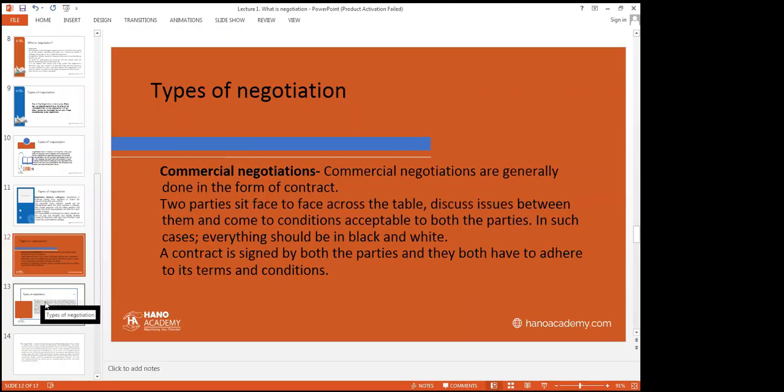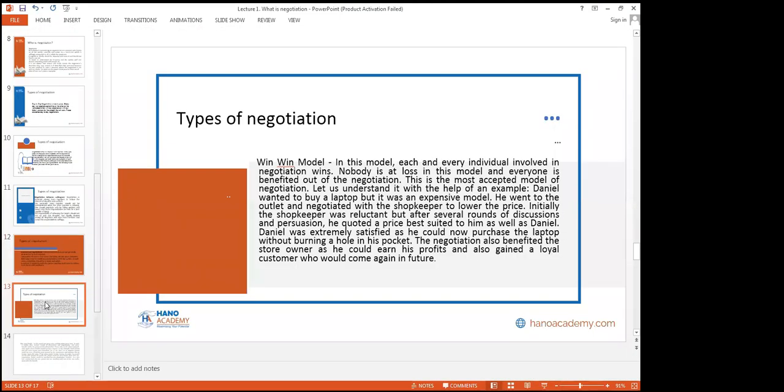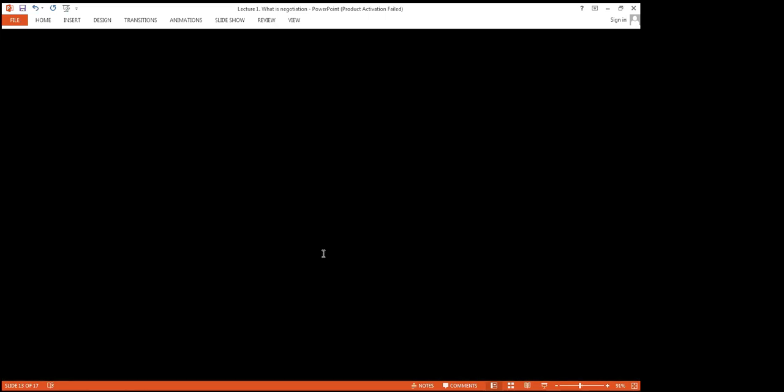Then we look at something else again. We have another negotiation that is called the win-win model. As the word suggests, we have two parties that have come to negotiate. Two parties are on the table negotiating. So in the win-win model of negotiation, all the groups that are negotiating win. All the groups that are negotiating should win.